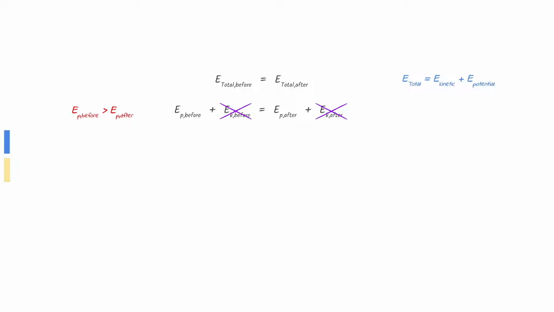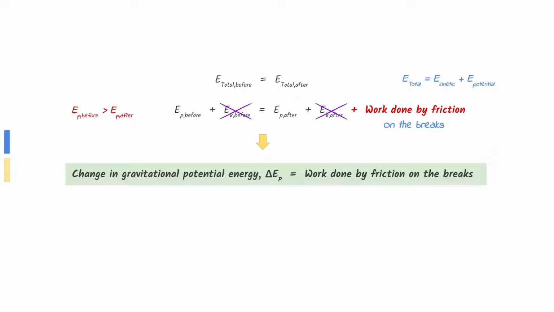The car descending a hill means that the gravitational potential energy is decreasing, but then where does the energy go? The energy goes to the work done by friction on the brakes. In other words, the change in gravitational potential energy equals the work done by friction on the brakes. Due to the friction, the temperature of the brakes increases.